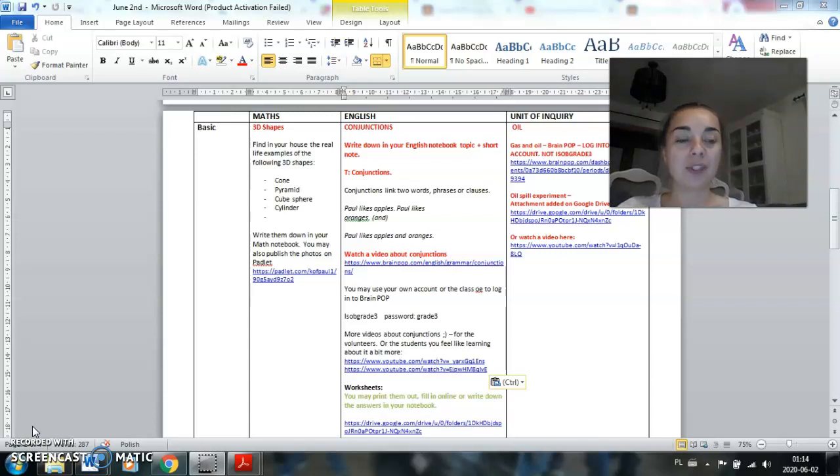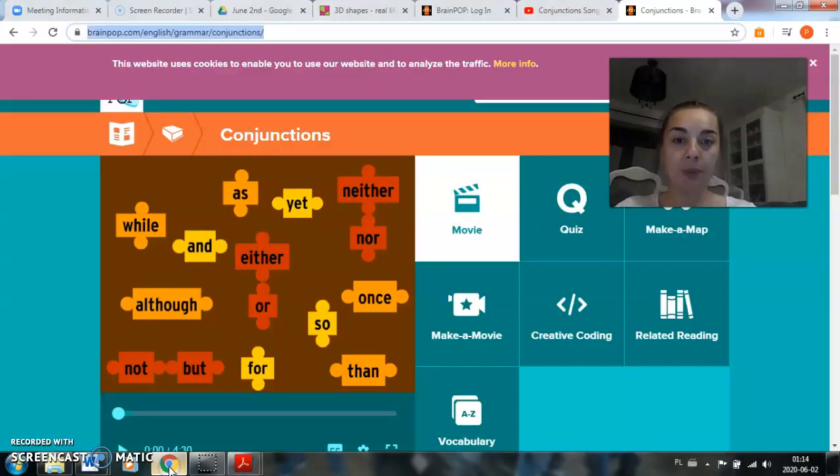So I would like to start with maths as we are talking about 3D shapes. I have a task for you to find those shapes in your house. Okay, so try to find the real life examples of cone, pyramid, cube, sphere, cylinder, and publish the photos on Padlet.